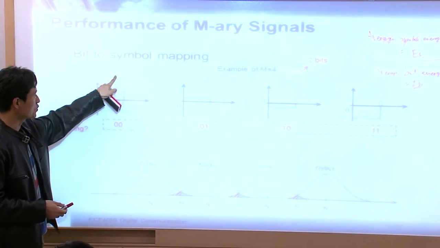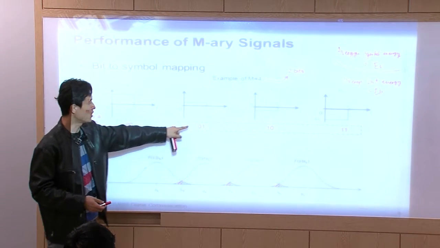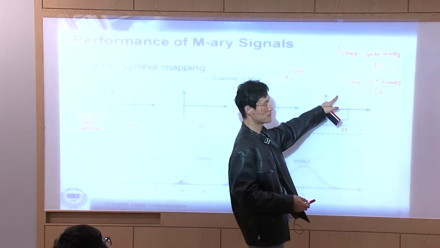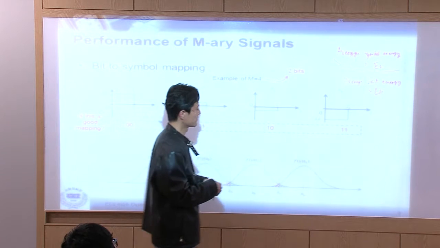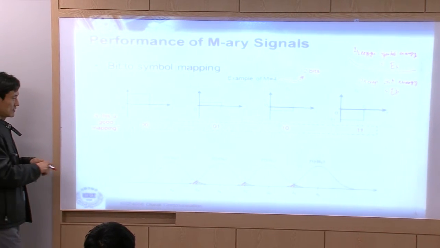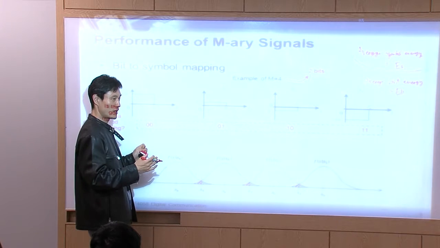So in this case, S1 is mapped to 0, 0. 0, 1 is mapped to S2. 1, 0, S3. 1, 1, S4. That's my mapping. You can do another way. However, we have to remember one thing here. Here's a question, right? You can do whatever mapping you can do.